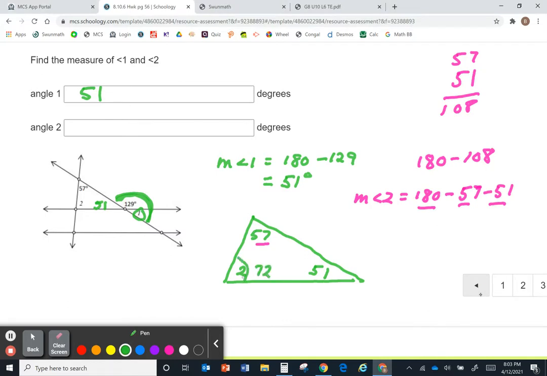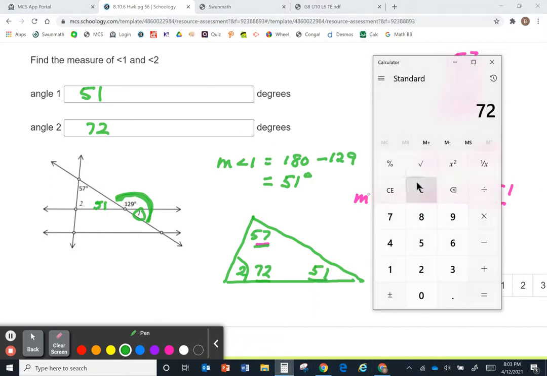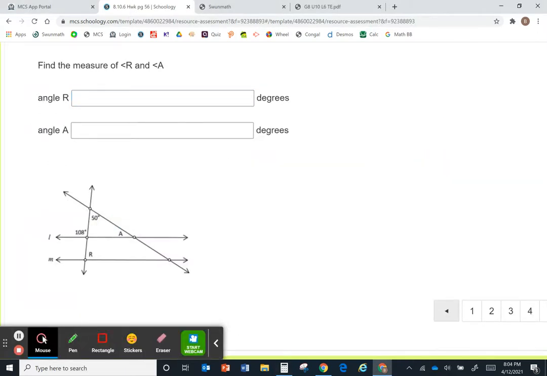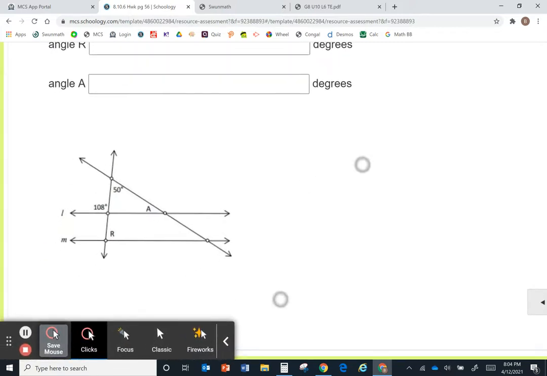All right. Okay, 72. Now double check yourself, say. 57 plus 72 plus 51, does that equal 180? That's how you can check it, say. 57, 51, 72. I hope it works. Oh, yeah. 72. Okay. Okay, this looks hard, right? But it isn't that hard if you learn the other stuff, I guess. It's always easy when you get it. It's always hard when you don't.